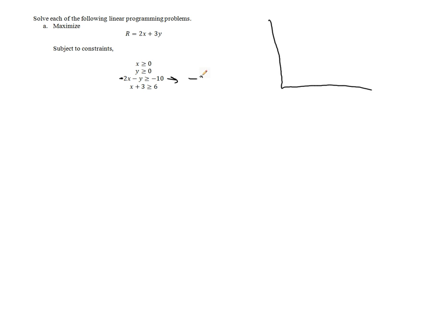If we rearrange this, add 2x to both sides, we get negative y greater than or equal to 2x minus 10. And now we need to divide by negative 1 because we need to solve in terms of y. If I divide by negative 1, remember, the sign flips, so we get y is less than or equal to negative 2x plus 10. So that's the constraint. Now here's a quick recap as to why that is.